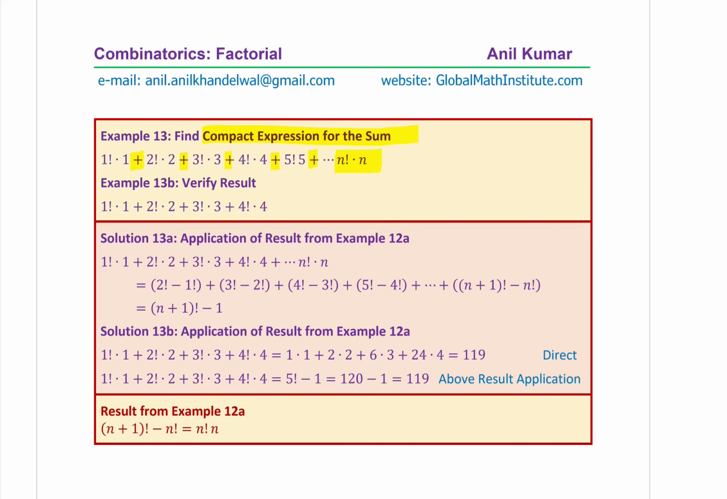So that's smart. This is a result which we have taken in example 12, which says that n plus 1 factorial minus n factorial is n factorial times n. And here we have a general term, which is n factorial times n. That should help us break down each factorial times that number using this difference. Do you see that? So with this difference, we can actually converge the series and get our answer.